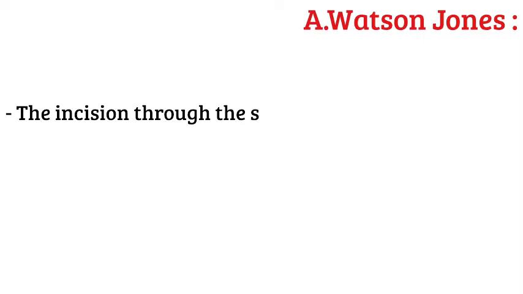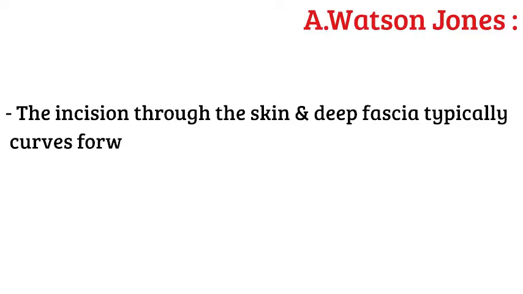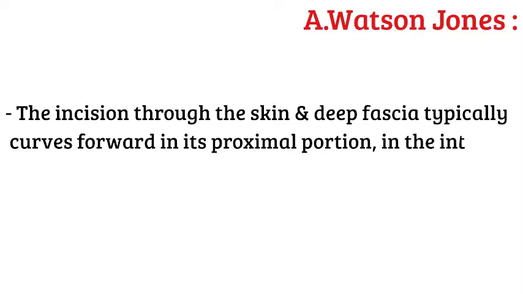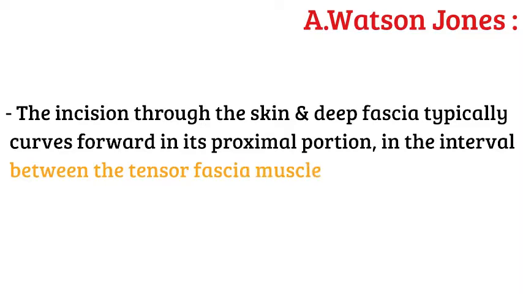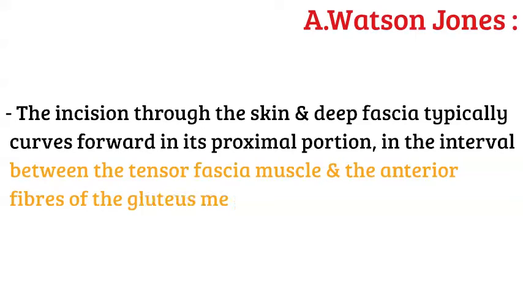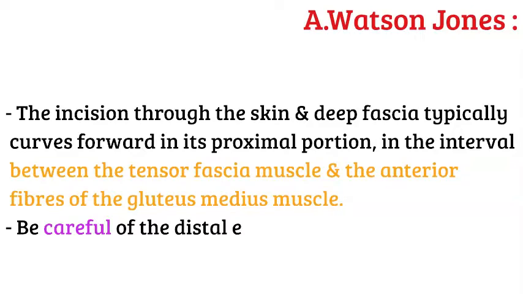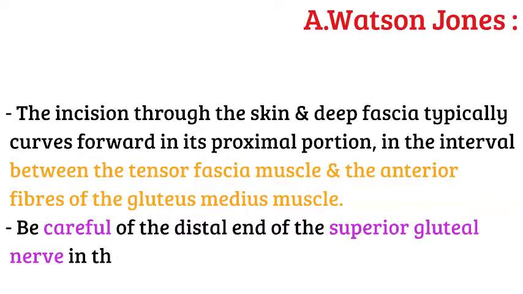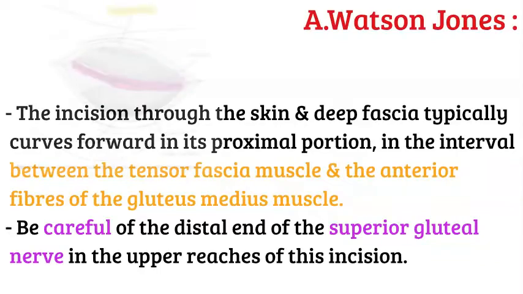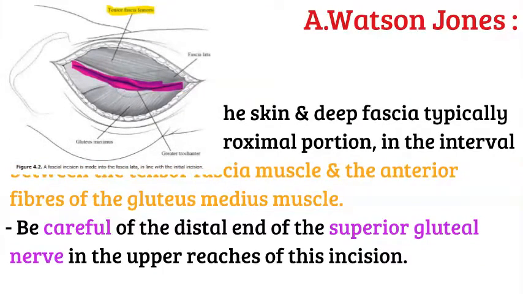For A. Watson-Jones, the incision through the skin and deep fascia typically curves forward in its proximal portion, in the interval between the tensor fascia lata muscle and the anterior fibers of the gluteus medius muscle. Be careful of the distal end of the superior gluteal nerve in the upper reach of this incision. As illustrated, a fascial incision is made into the fascia lata in line with the initial incision.